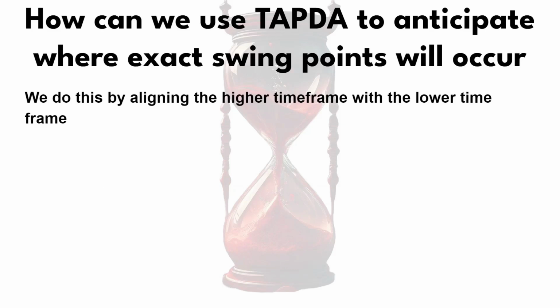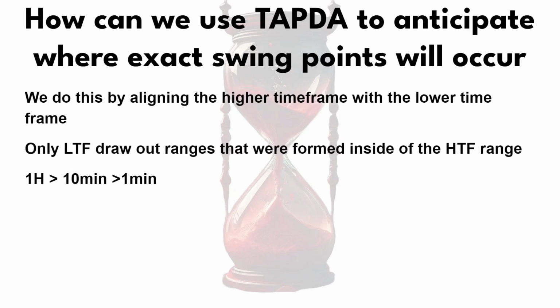The way we do this is by only drawing out our lower time frame ranges that were formed inside of our higher time frame range. So what does this mean? This means that we only draw out a 1 minute TAPDA range inside of our 10 minute TAPDA range, inside of our 1 hour TAPDA range. I hope that makes sense. So it kind of all works inside of each other.